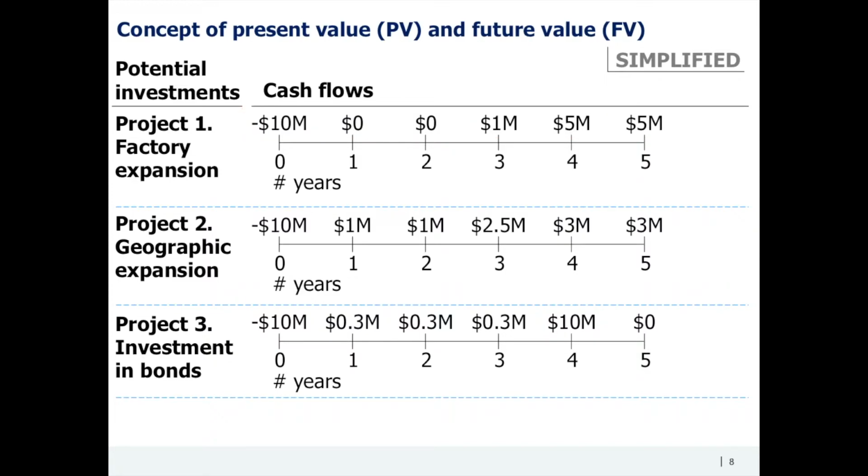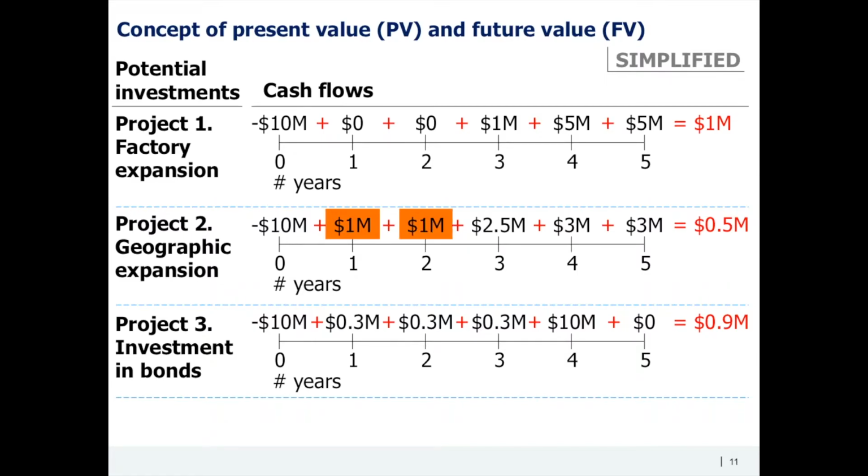Now, the tricky part is how to compare these projects and their cash flows and choose the best investment. You can't just add up the cash flows. Each cash flow has different time value. For example, the value of $1 million that the company will earn in a year is higher than the value of the same amount that the company will get 1 year later. So the sum of these amounts would be misleading, and you won't be able to compare the totals.